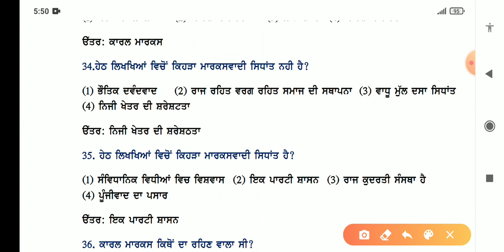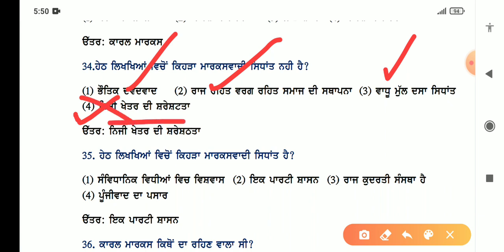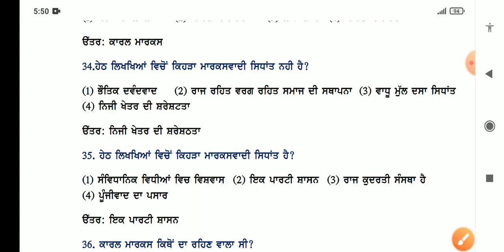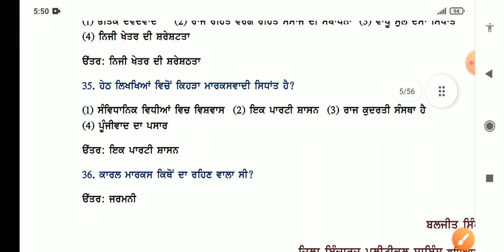Which is not Marx's principle out of the following? Dialectic materialism, it is. Stateless and classless society, it is. Theory of surplus value, it is. And greatness of private sector, no, this one is not. Private sector is supported by liberalism, not by Marxism. Marx supports public sector.